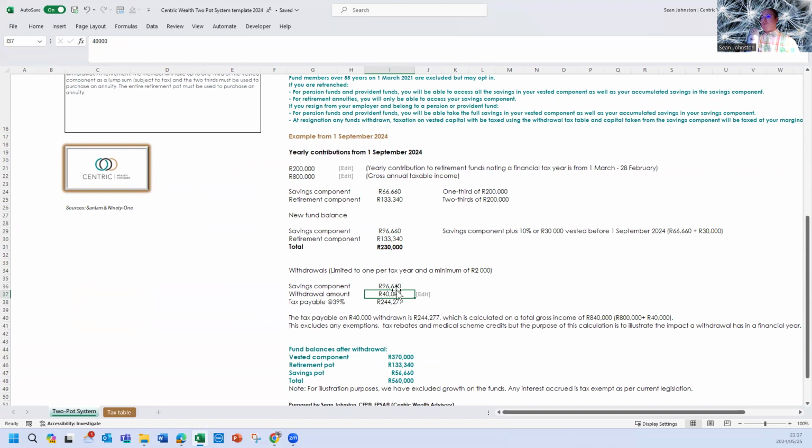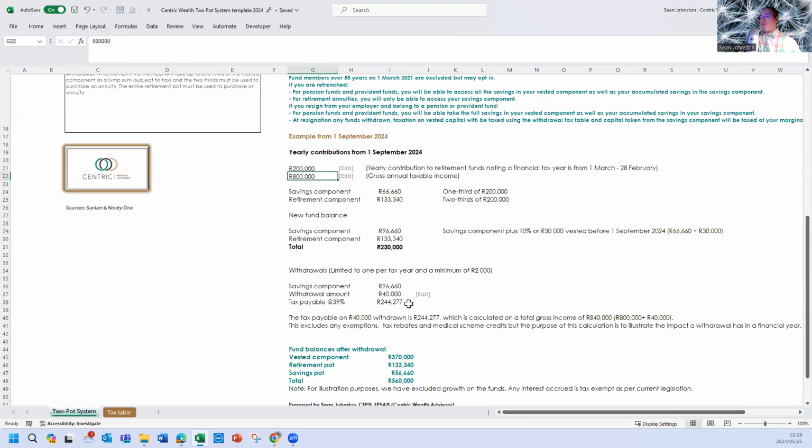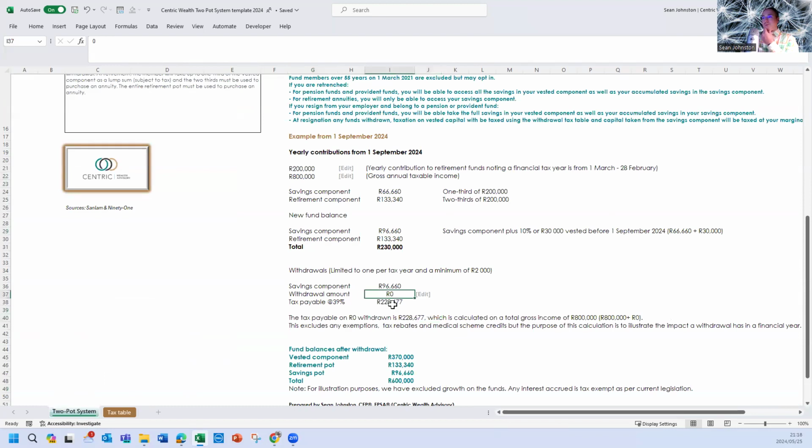Let's say you took out 40,000. Then you're going to pay tax at 39%. Why? Because you're taking 40,000 plus 800,000. You go to the tax table over here, 840. 840 fits in between over here. So it's 39%, and 39% is then calculated on your taxable income of 840. You're going to pay tax of 244,277. Now, obviously, just bear in mind, if I took 40,000 off, I'll just show you here. It's 228 versus 244. Let's do it again, sorry. So that's 228,677.